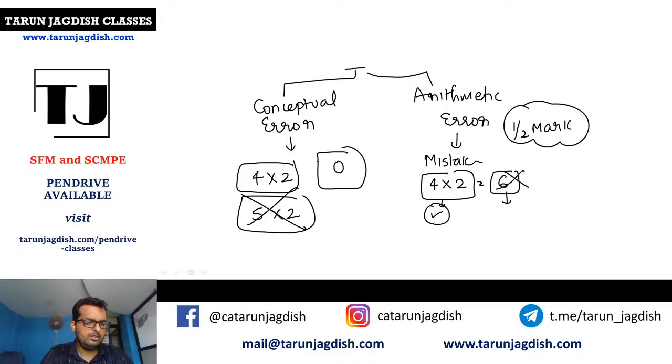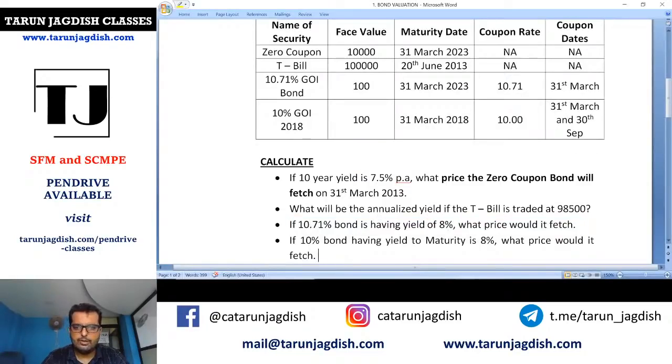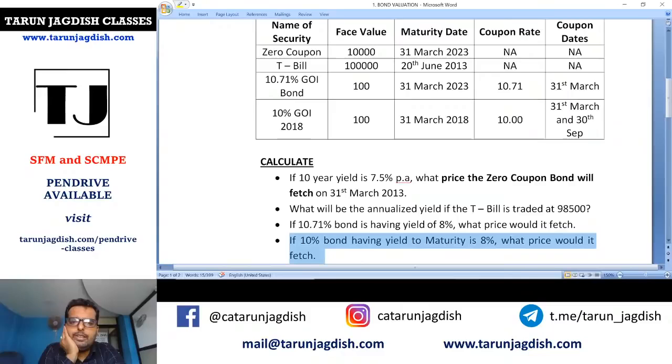Alright. I hope you are all clear with this part, friends. If you are clear with this part, can I go to the next part of the question now? Alright. Now we go to the final requirement, friends. Everyone please read through the final requirement. If a 10% bond having a yield to maturity of 8%, what price would it fetch?